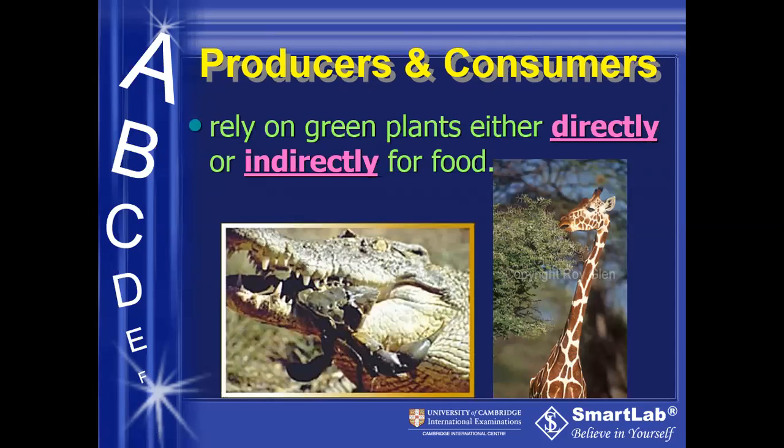Consumers rely on green plants directly or indirectly for food. Take for instance, as you can see from these two photographs, the giraffe actually feeds on the plants. It depends on the plants directly for food, as they are plant eaters. As for the crocodile, they are carnivores, so they mainly feed on other animals for food. But the animals that they feed on may be a plant eater, which feeds on plants. So in this way, they depend on green plants indirectly for food.